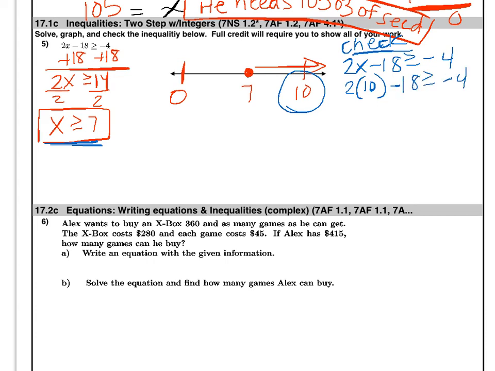I'm solving. 2 times 10 is 20. I'm just writing the rest of my problem out so that I have it. 20 minus 18 is 2. And then I have greater than or equal to negative 4.